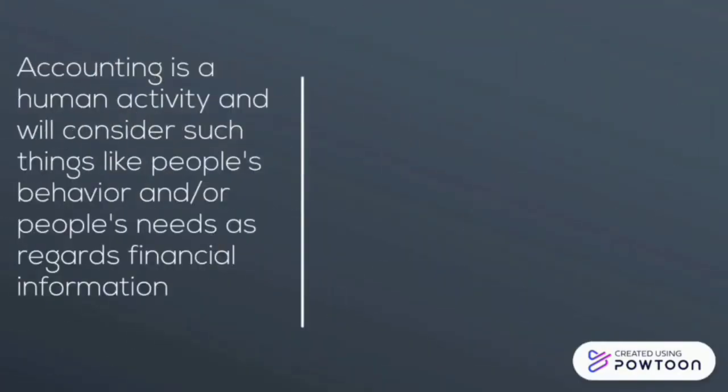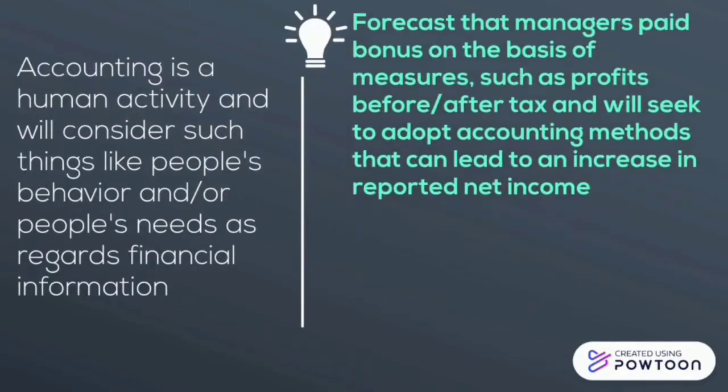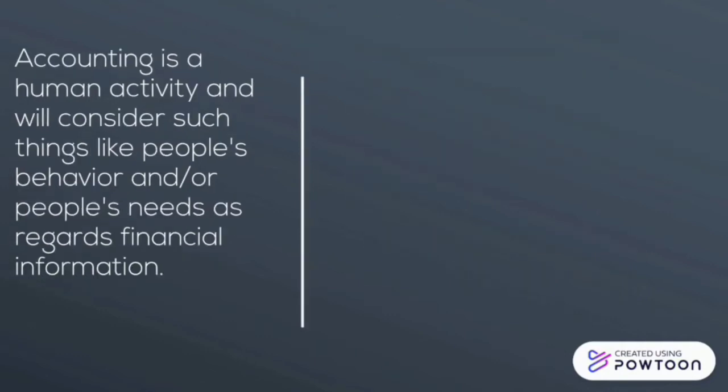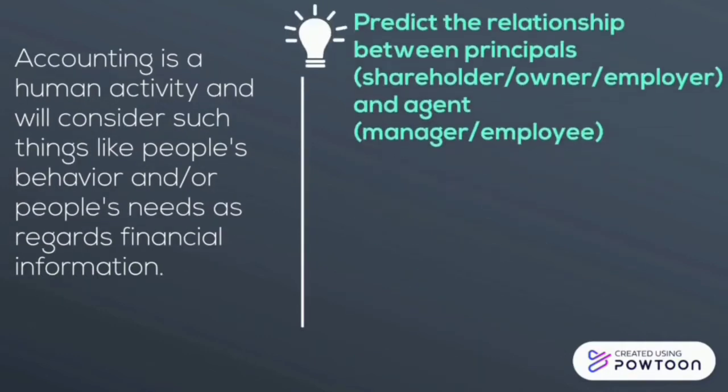Next, forecast that managers pay bonus on the basis of measures such as profit before or after tax, and will seek to adopt accounting methods that lead to an increase in reported net income. This term is related to positive accounting theory. And the third one is to predict the relationship between principal, which is shareholder, owner or employer, and agent, which is manager or employee. This term is related to agency theory.